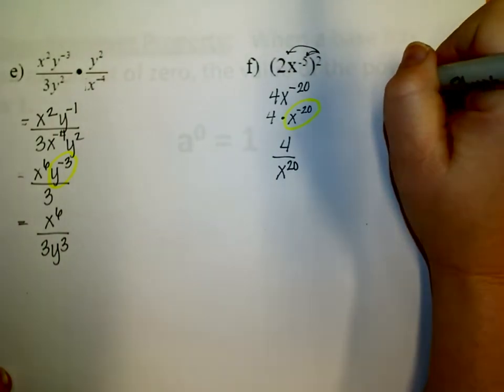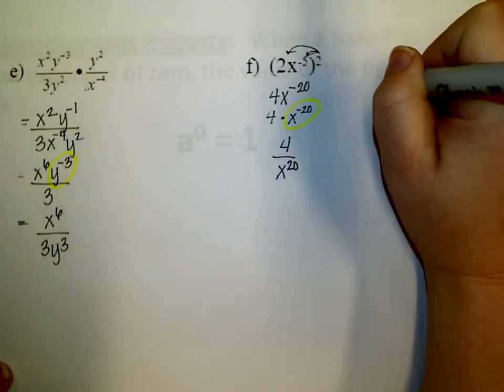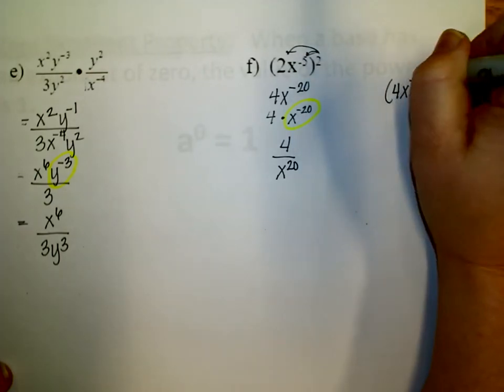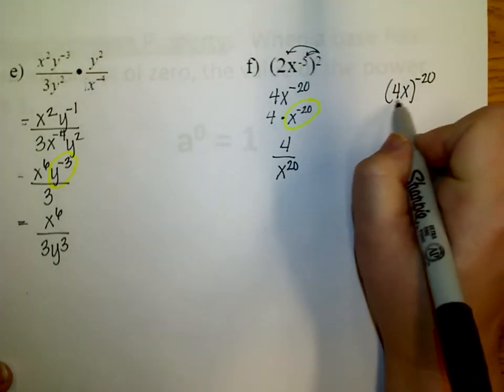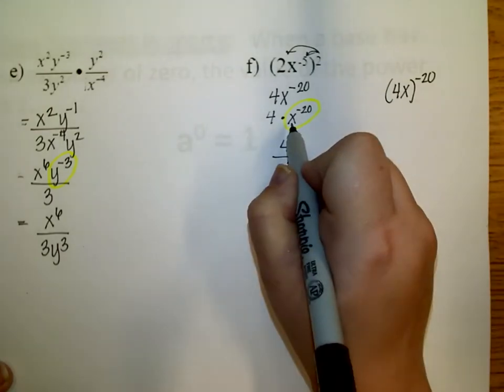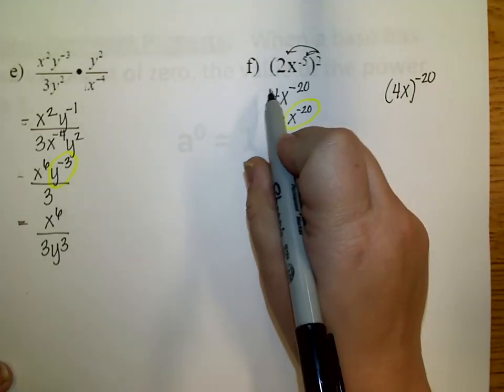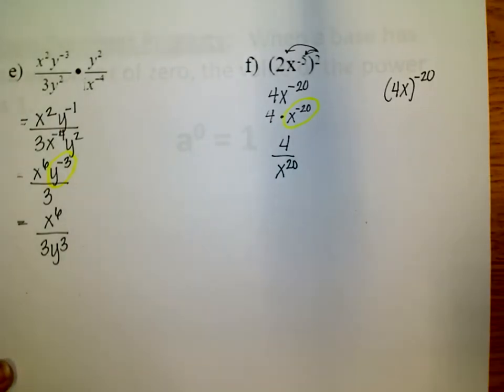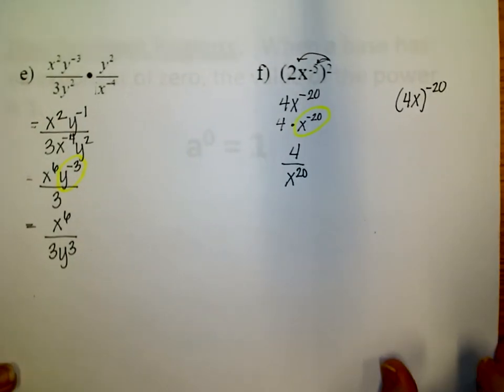It would be different if this were 4x in parentheses. This is the case where I would move everything. Here I'm only going to move the x because these are not united as one base as this one is, because it's in parentheses. Okie dokie.